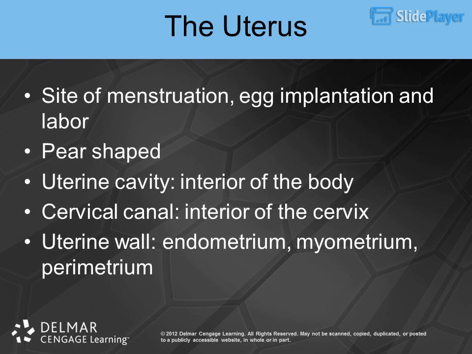The uterus is the site of menstruation, egg implantation, and labor. It is pear-shaped. The uterine cavity is the interior of the body. The cervical canal is the interior of the cervix. The uterine wall consists of the endometrium, myometrium, and perimetrium.